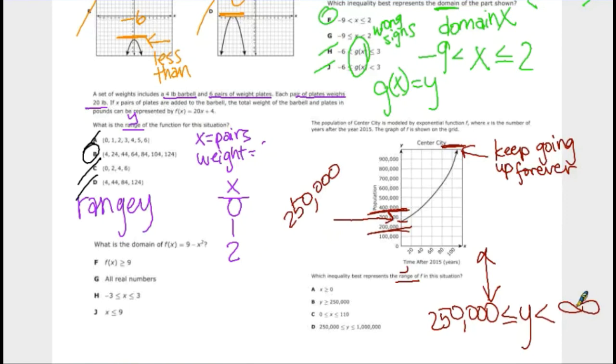And STAAR does that a lot to try to trick you. So right off the bat, I know I can get rid of A and C. Why can I get rid of A and C? Hopefully, you saw that those have an X. And I know that those can't be right because I am looking for y. Okay? When I look at answer choice B, it says y is greater than or equal to 250,000. Well, that's what we show here. It's going to go on forever. When I look at D, it says that the highest value is 1 million. But we know that up here, our graph continues forever. So D can't be it. It's got to be B.